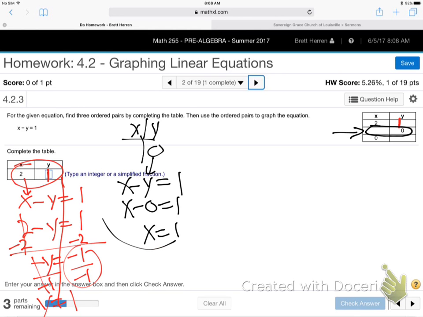So bring that back up. Or bring it over here if you want. That's 1, 0. Everybody tracking with me?